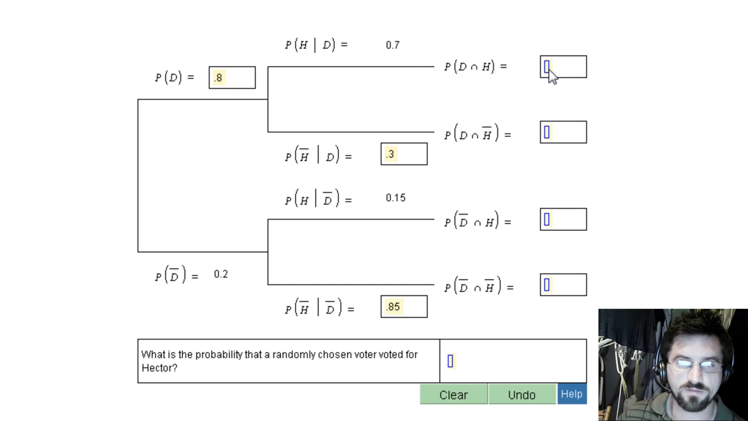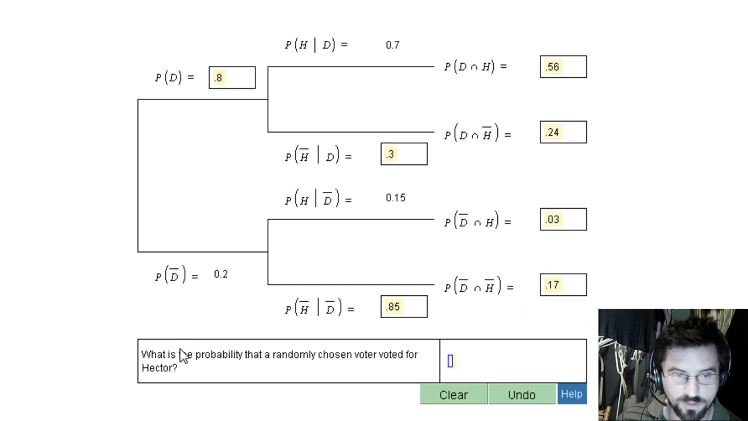0.8 times 0.7 is 0.56. If that's a 0.56, this is a 0.24, because I'm looking at this number here, and I know they have to add up to 0.8, but you can also go 0.8 times 0.3 is 0.24. 0.2 times 0.15 is 0.03. Be careful of your decimal places. And that makes this 0.17. But of course you can check that by multiplication. What is the probability that a randomly chosen voter voted for Hector? Assuming that H represents people who voted for Hector, we have 0.56 plus 0.03, which is 0.59, and we are done.